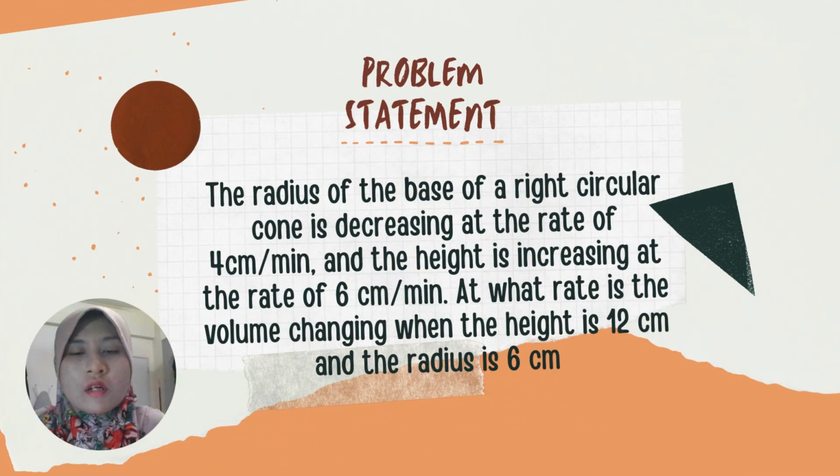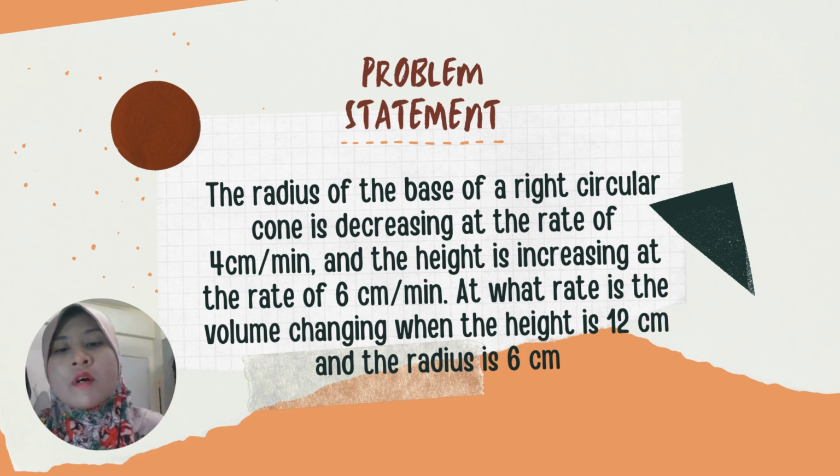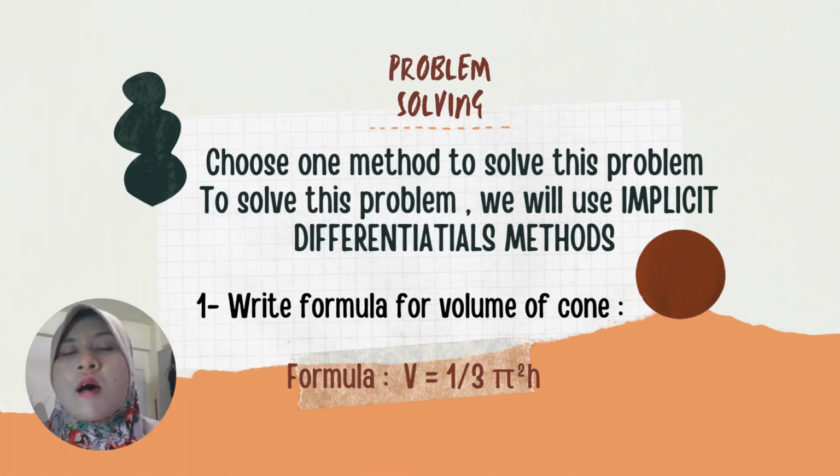So for the problem statement example: the radius of the base of a right circular cone is decreasing at the rate of 4 cm per minute and the height is increasing at the rate of 6 cm per minute. At what rate is the volume changing when the height is 12 cm and the radius is 6 cm?